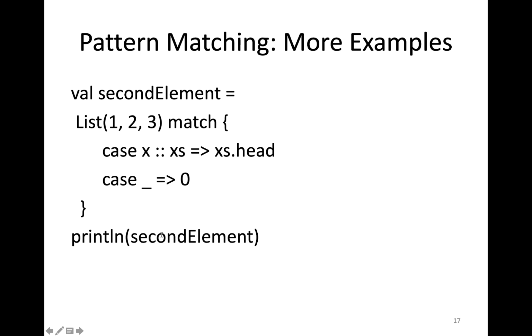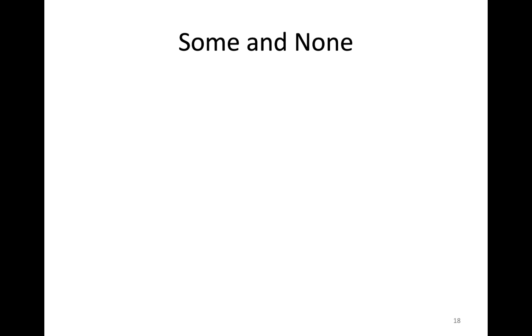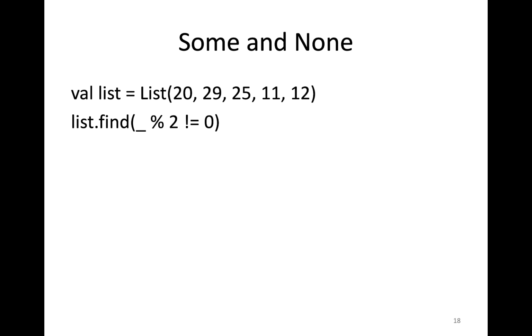So if we run this code, the value of second element should be what? The second element of this list, correct? Okay. Now take some more examples.